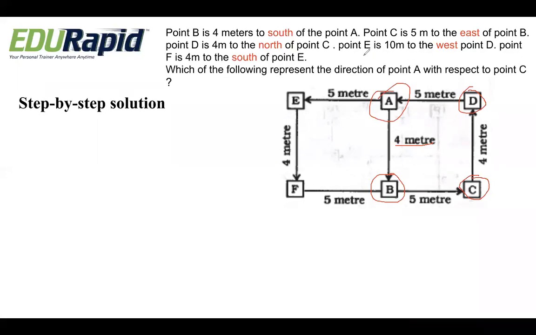So the next point is point E is 10 meters to the west of point D. So from point D, you need to go 10 meters. So go 10 meters, you get point E, and you pass through point A. Because this point is 5 meters, this will also be 5 meters, and point A and E is also 5 meters. And point F is 4 meters to the south of point E. So you go 4 meters south of point E, you get point F.